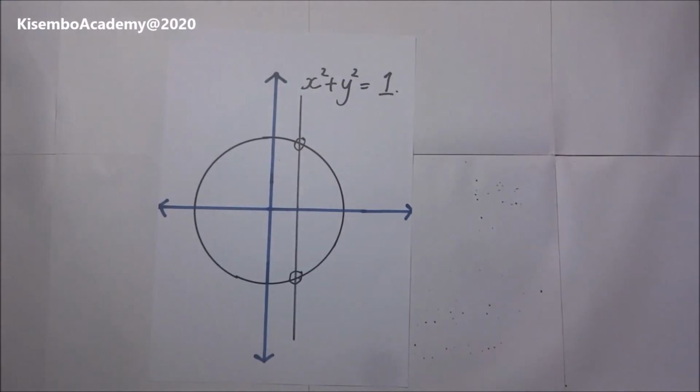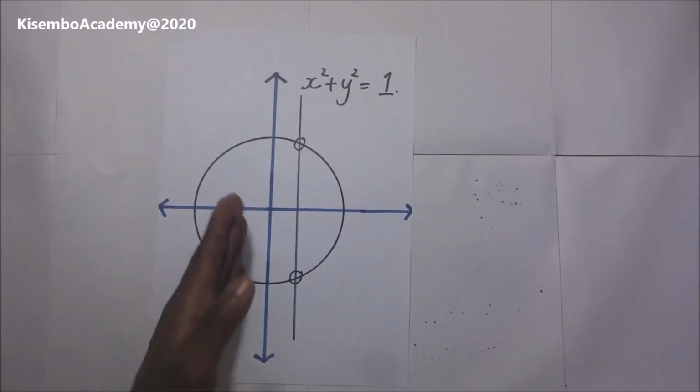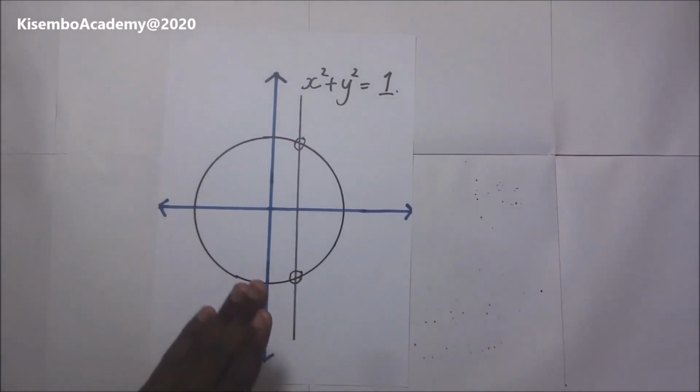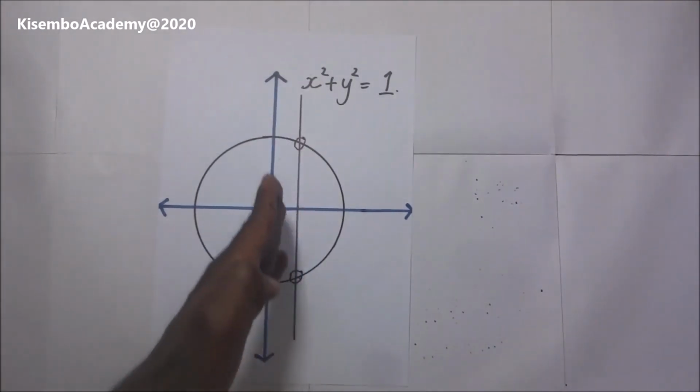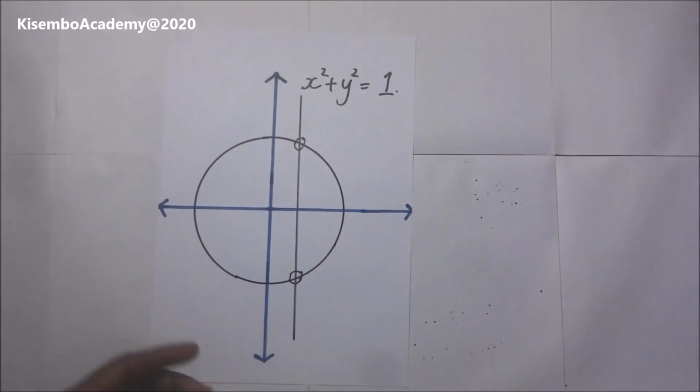So one thing to really take note of is that before you really decide on whether a relation is a function or not, you have to make sure that you have explored all the possibilities. You try as many vertical lines as possible to make sure that the vertical line is going through either once or more than once.